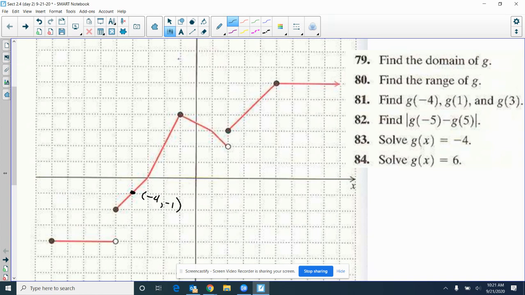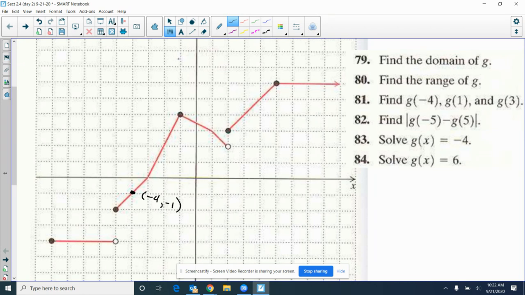All right, now you got to understand how to do that to do 82, which is the absolute value of g of -5 minus g of 5. All right, what is g of -5? As you look at that, Nathan, what do you think g of -5 is? -2. Cooper, since you haven't been here, you can get the answer. What's g of 5? That would be 6. -2 minus 6 should be the absolute value of -8, so your final answer should be 8.